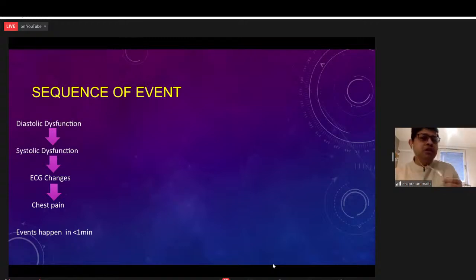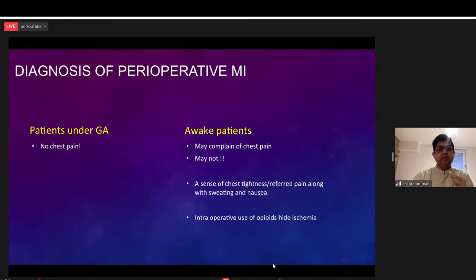So what is the sequence of events? Initially, diastolic dysfunction starts, then systolic dysfunction happens, followed by changes in the pulmonary artery capillary wedge pressure, followed by the ECG changes, and lastly chest pain. But as you can see, all these events happen in less than a minute, so you can assume how fast things happen. How to diagnose perioperative MI?